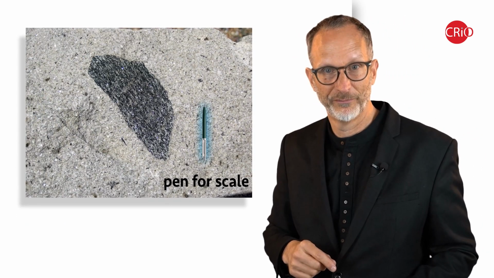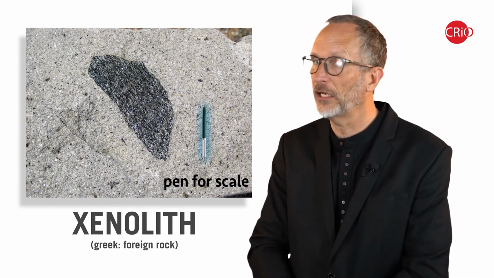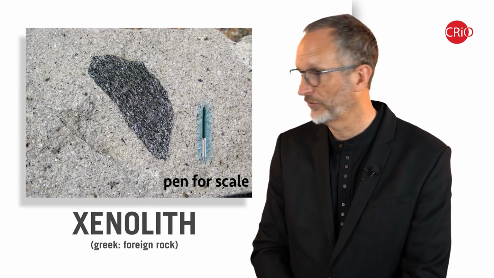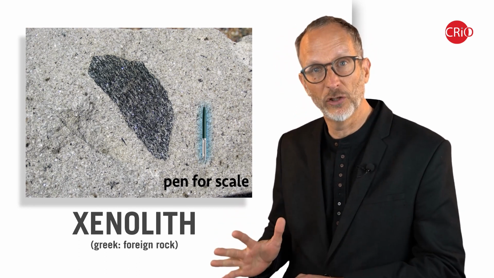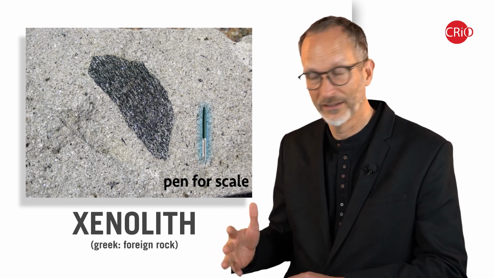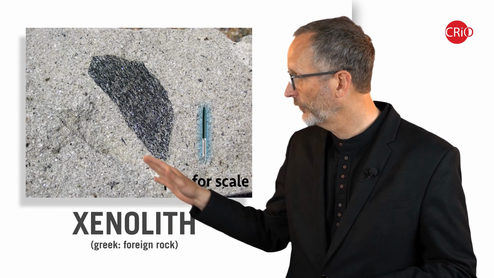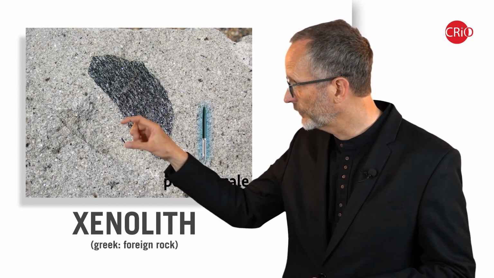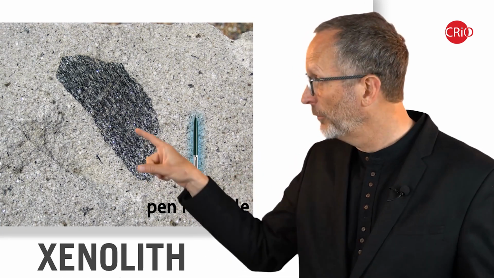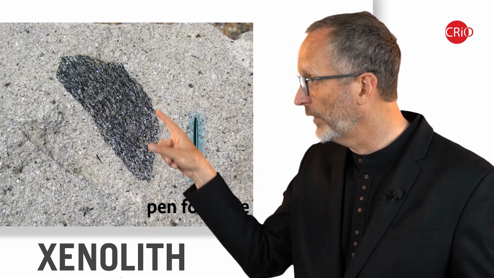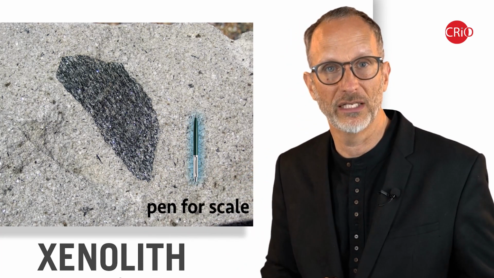Here's an example. This is called a xenolith. Now in geology, we use lots of terms. This is a great one. It comes from the Greek words xeno, meaning foreign, and lithos, meaning rock. So this is a rock, and there's a little pen for scale there, that existed before the granite around it engulfed the rock and maybe carried it along for a little bit.